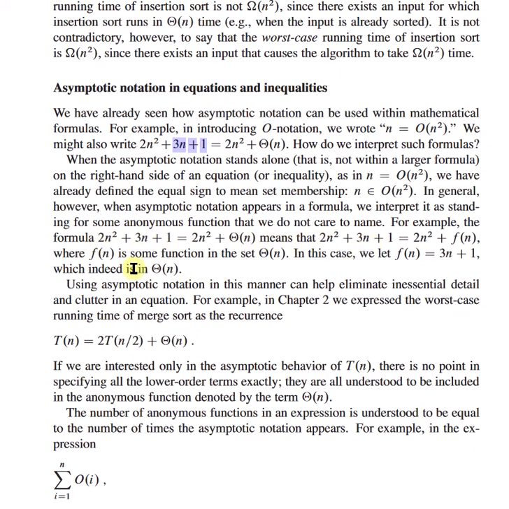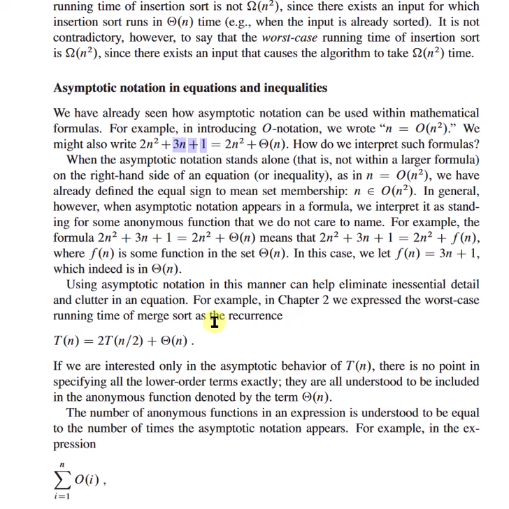For example, the formula 2n square plus 3n plus 1 equal to 2n square plus theta of n means that 2n square plus 3n plus 1 equal to 2n square plus f of n, where f of n is some function in the set theta of n. In this case, we let f of n equal to 3n plus 1, which indeed is in theta of n. Using asymptotic notation in this manner can help eliminate inessential detail and clutter in an equation.